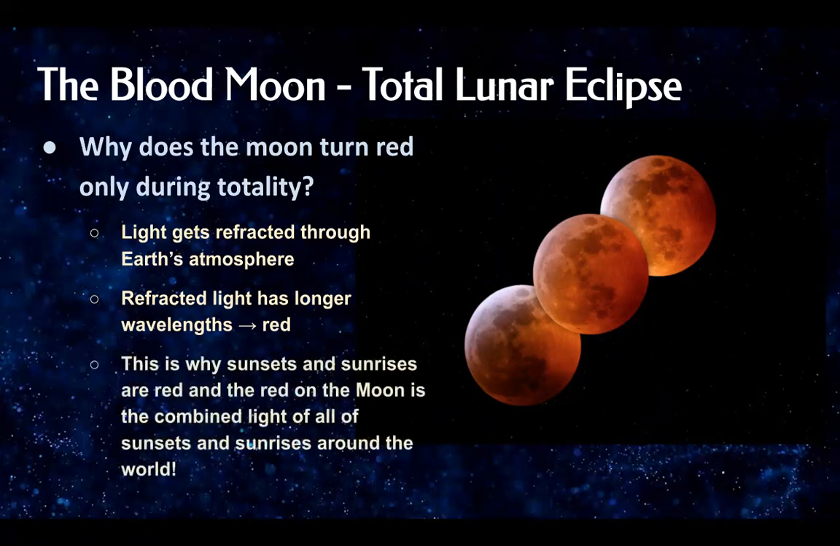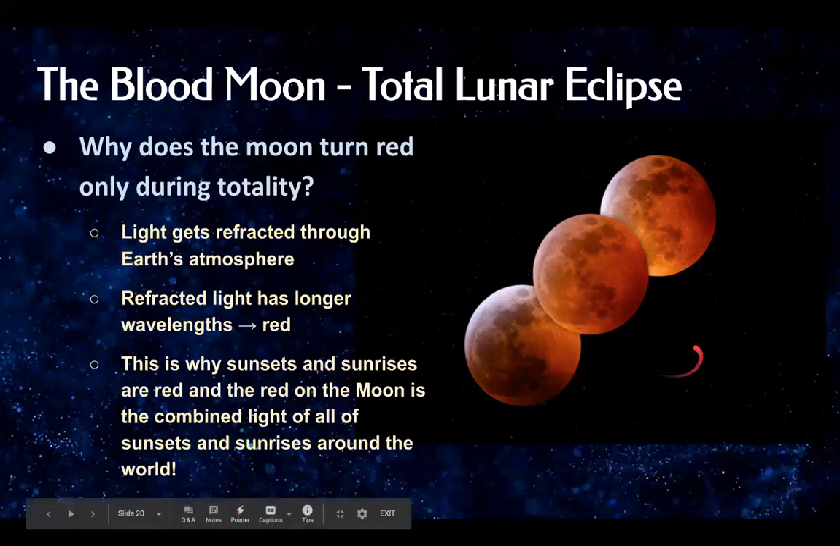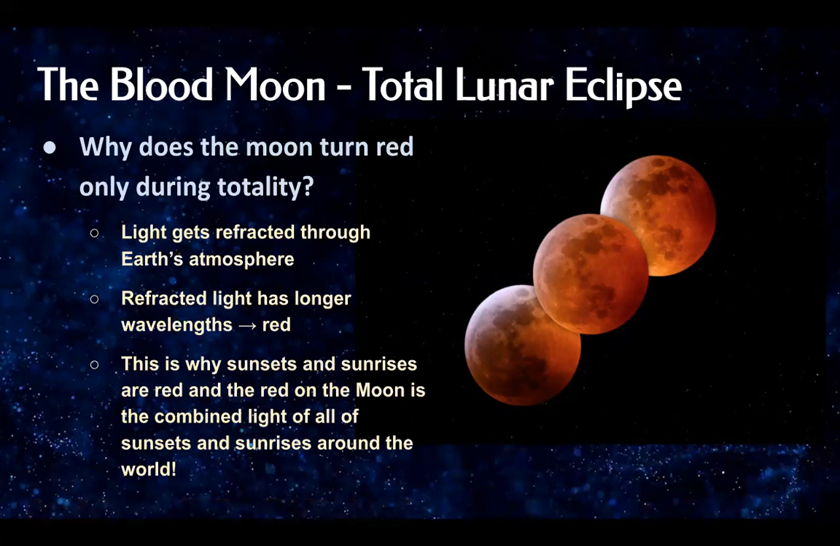So this is also why at sunsets and sunrises that we see a reddish horizon. And that's because as the sun rises in the horizon, it's passing through all of that atmosphere, causing it to stretch out that sunlight, making it red. Now the moon, at this time, it turns red because all of the light through every sunrise and sunset on the Earth is being sent towards the moon, making it a combination of all those sunrises and sunsets in the world. Boom, we get red, which is pretty neat.